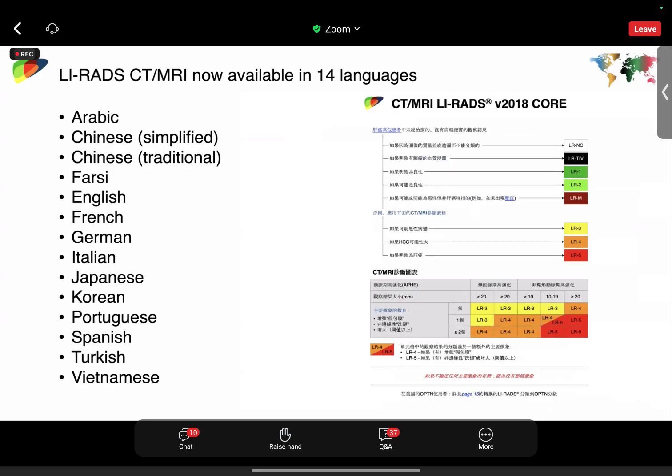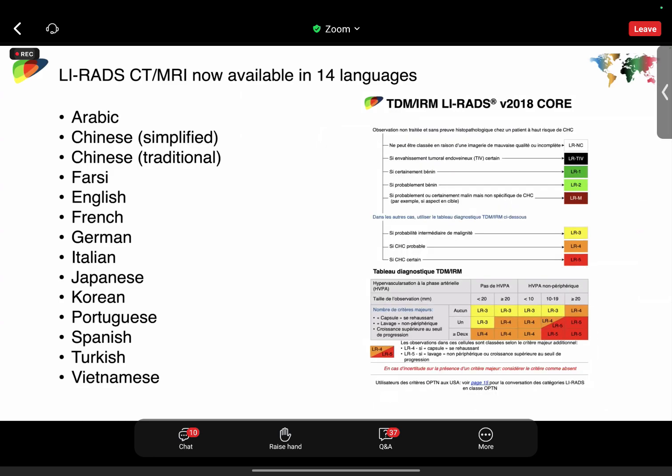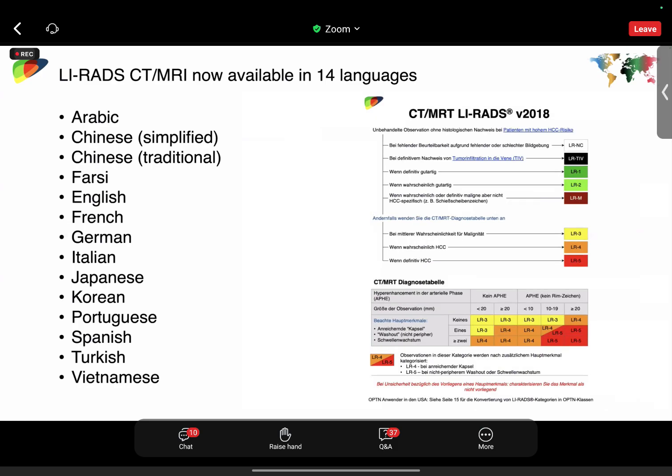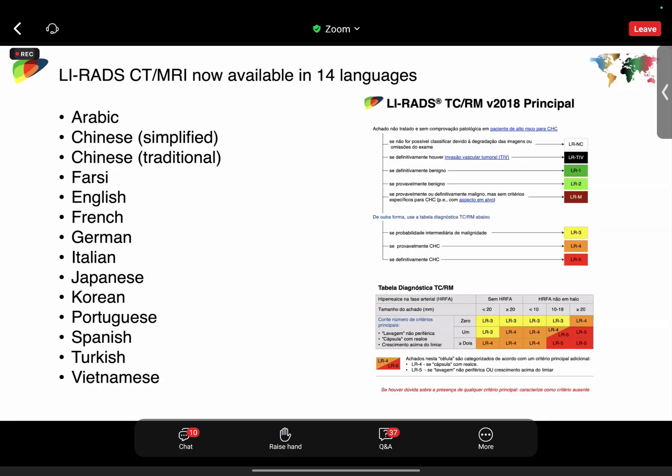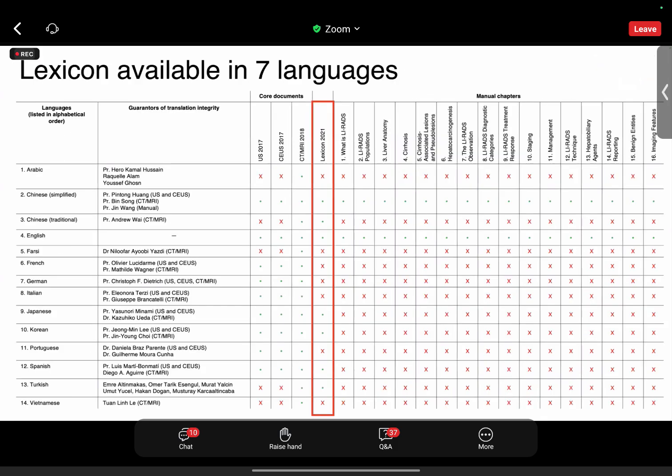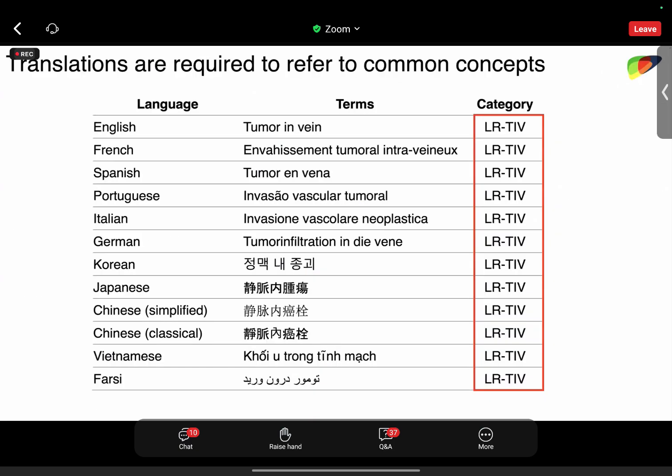Okay, by now, the LI-RADS CT and MRI algorithms and core documents have been translated into 14 languages, and the lexicon is already available in 7 of those languages. I'm a strong believer in translations because they refer to common terms and common concepts.